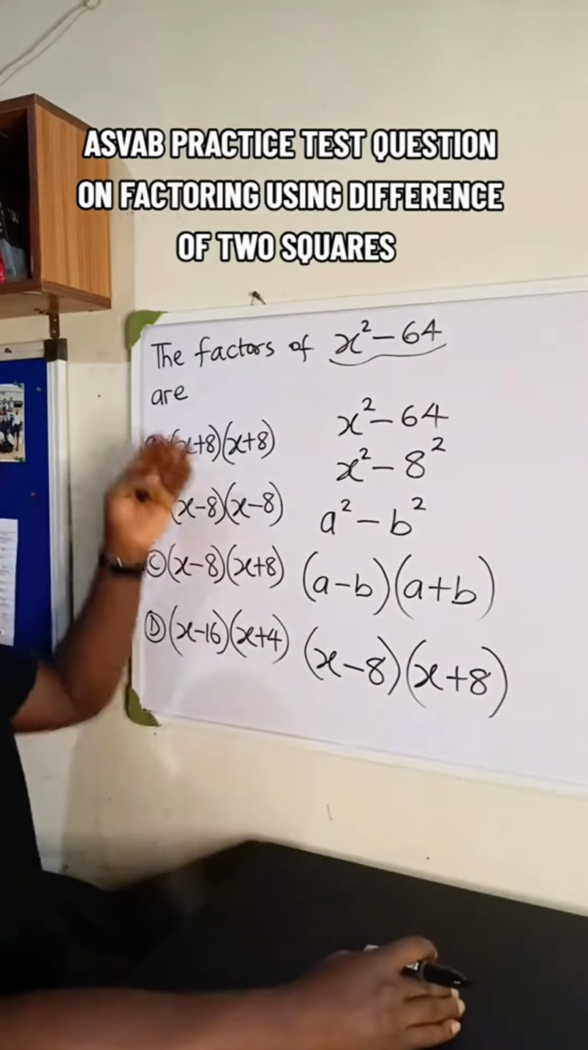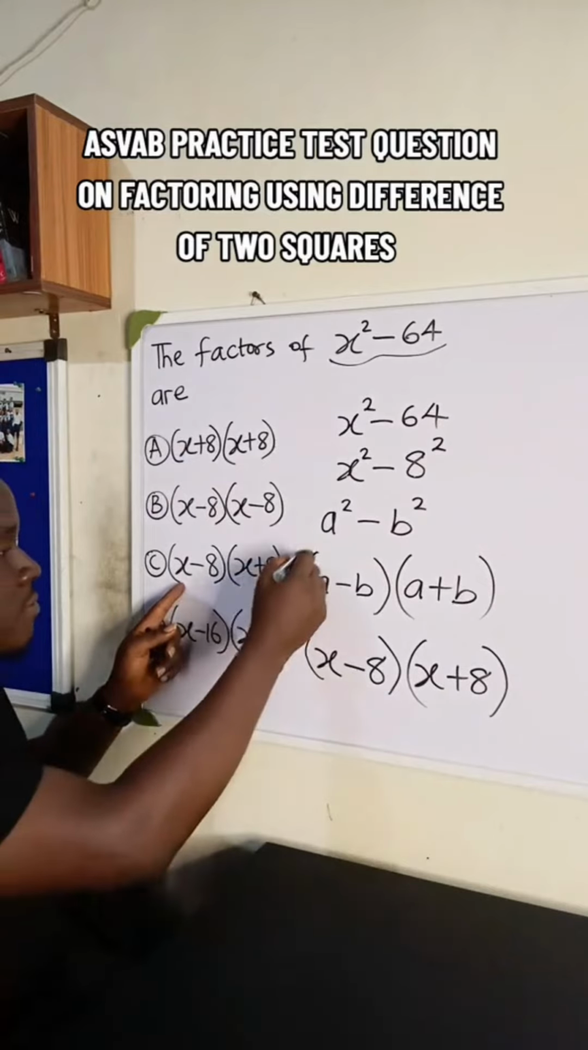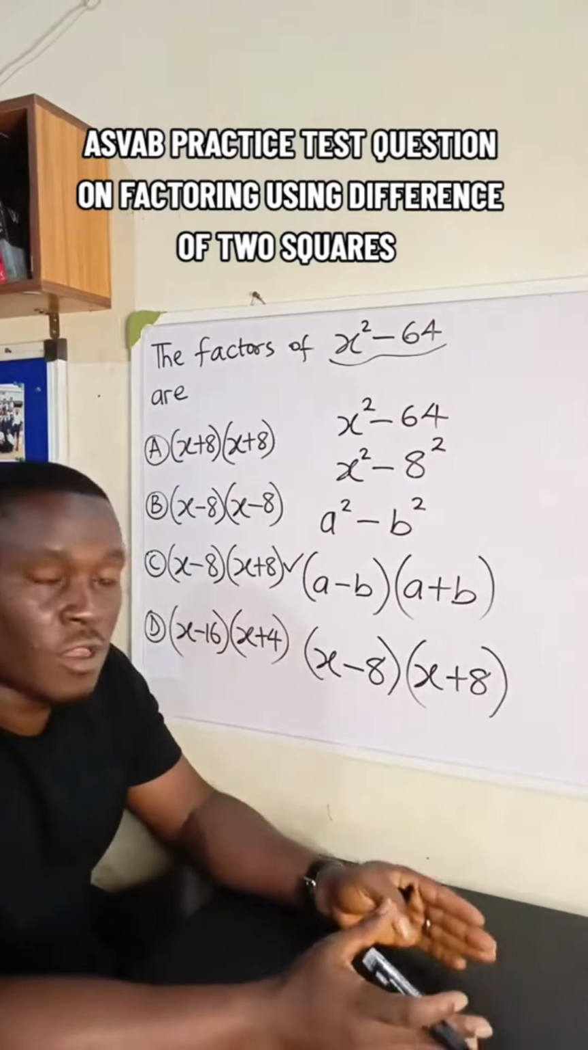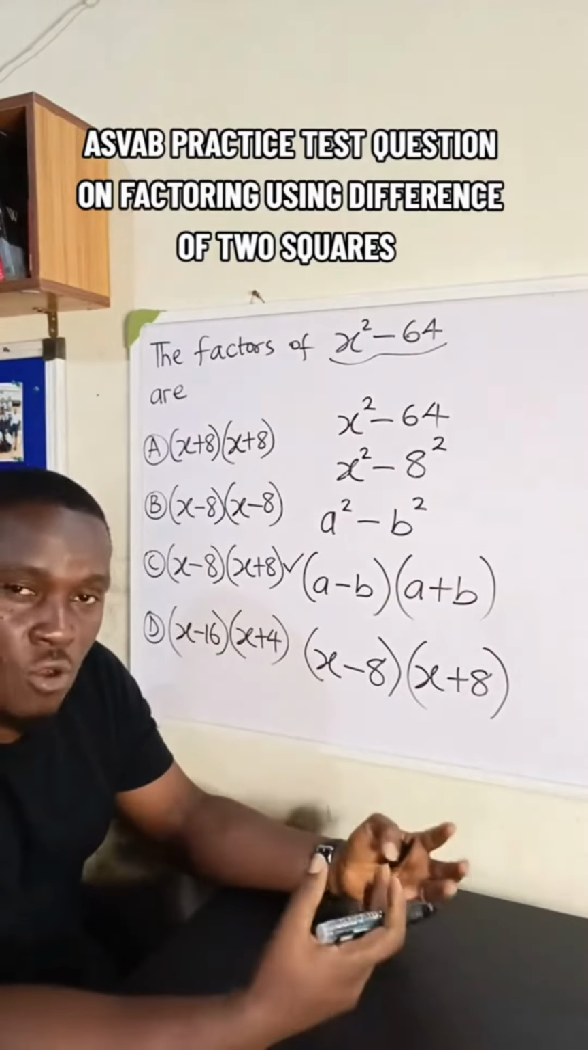Very simple. Which of the options is the correct one? Option C is the correct answer. So this is the simple way of factoring using difference of two squares. Hope you understood the lesson.